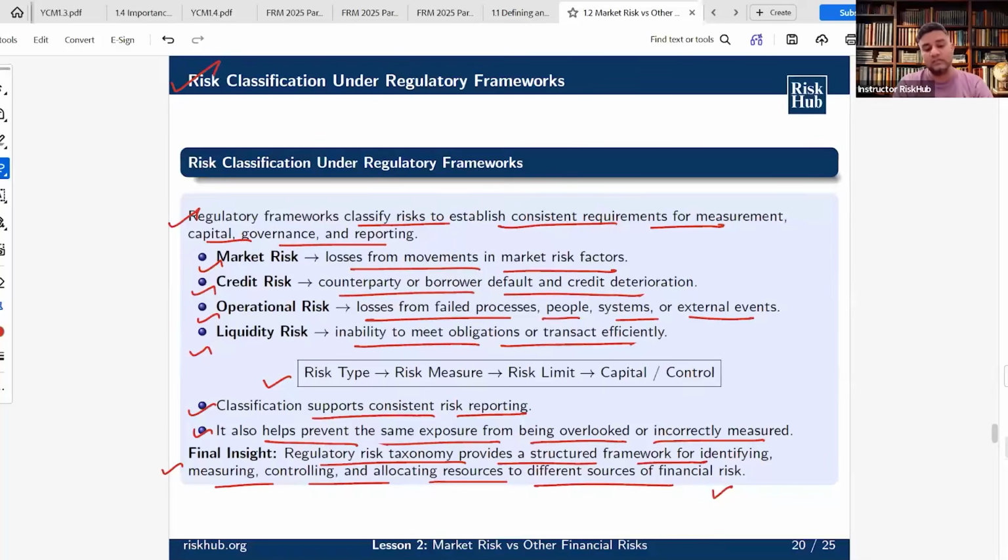One clarification here is that liquidity risk is treated differently from the other three. Market, credit, and operational risk each carry a capital charge. Liquidity risk is governed through ratio requirements and buffers rather than a capital charge. So listing them all together can suggest a symmetry that does not exist. So that is what we need to keep in mind.